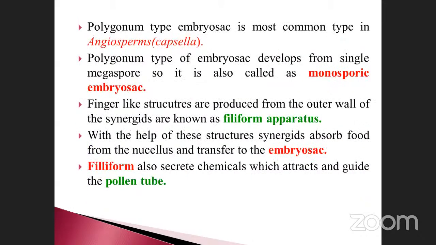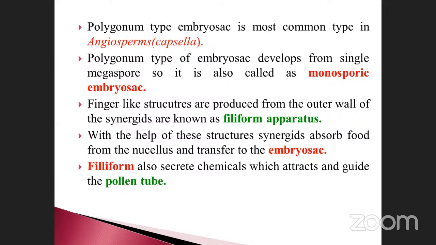And the polygonum type of embryo sac is the most common type in angiosperms. That is seen in Capsella. Already told you, mostly in Capsella. Okay. Then the polygonum type of embryo sac develops from a single megaspore. Already we discussed it: how do the 8 cells come? It develops mitotically from the single cell. So it is called a monosporic embryo sac.